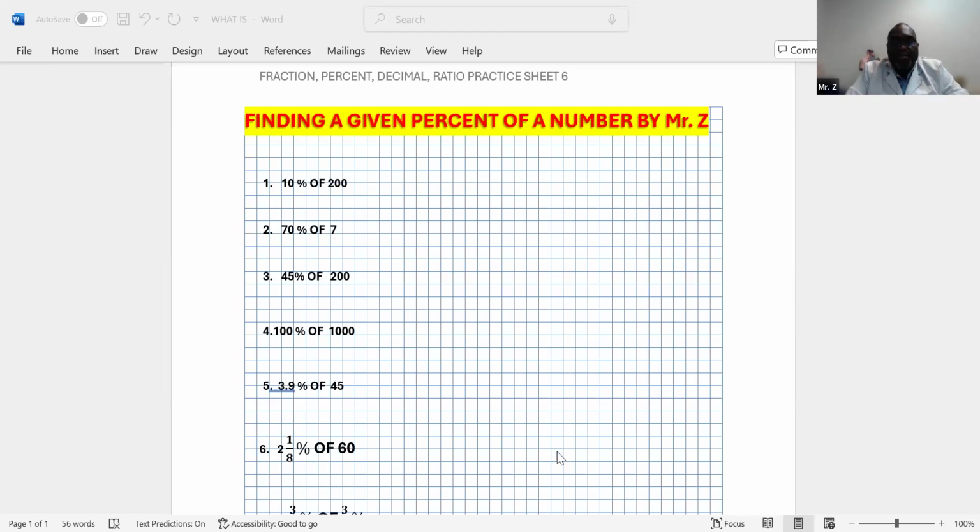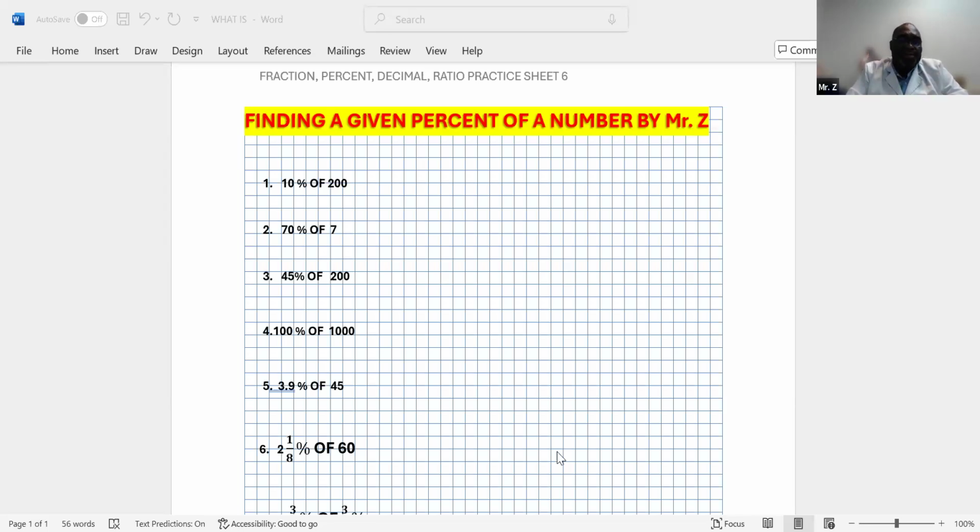Today we're going to learn about percent. If they ask you to find a given percent of a number, how do you solve that? One thing I want you to know is a percent is a different way of showing a fractional relationship, a relation between numbers. Fractions, percents, and decimals can be converted to each other.